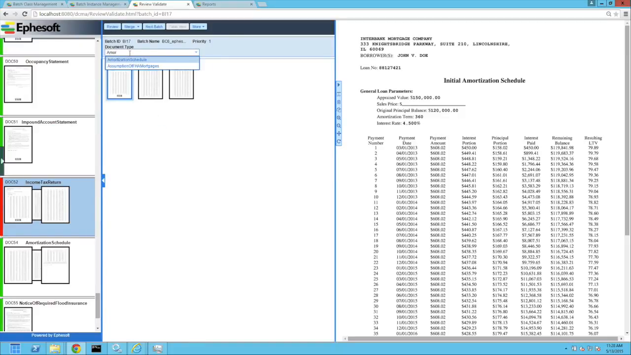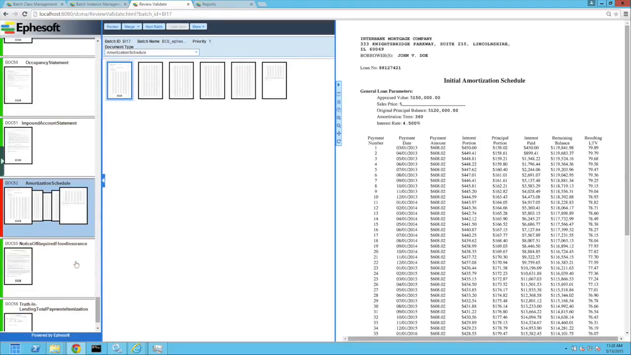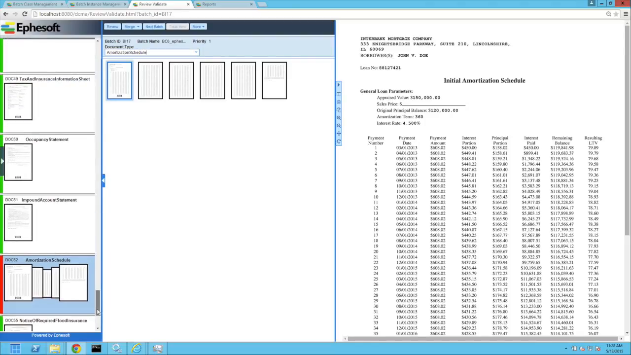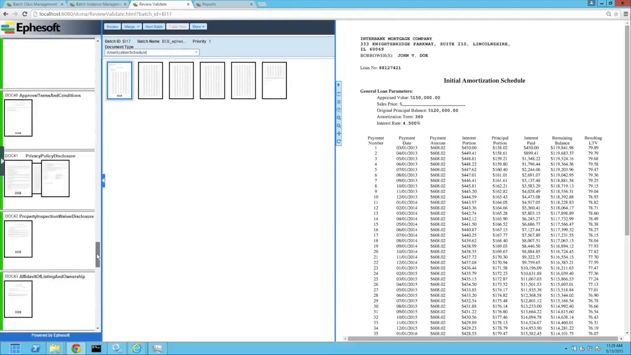I could change this document type. I can go to the next document, which I can see was followed by an amortization schedule. If I would like to, I can merge those together. You can see that it took us directly to the exception. So this is optimized to deal with documents that are not confident.